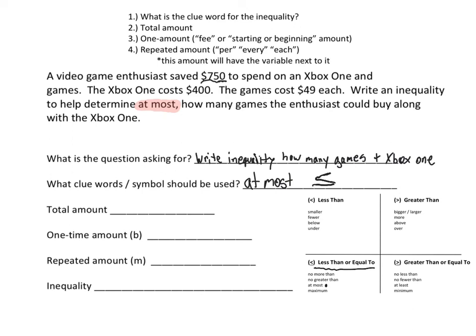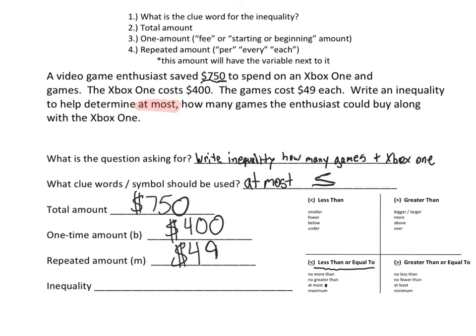Then we need to figure out the rest for our inequality. The total amount that he could spend is what he saved, because you can't spend more than you have. So that's our $750. The one-time thing would be the Xbox One, because he's only buying one console. So that's our $400. And the repeated amount would be the video games, because he wants as many video games as possible. And that would be our $49.